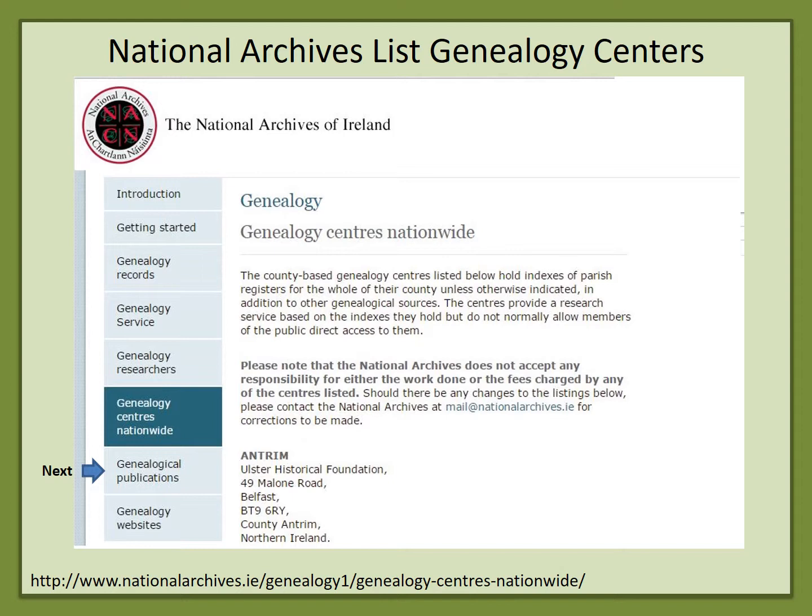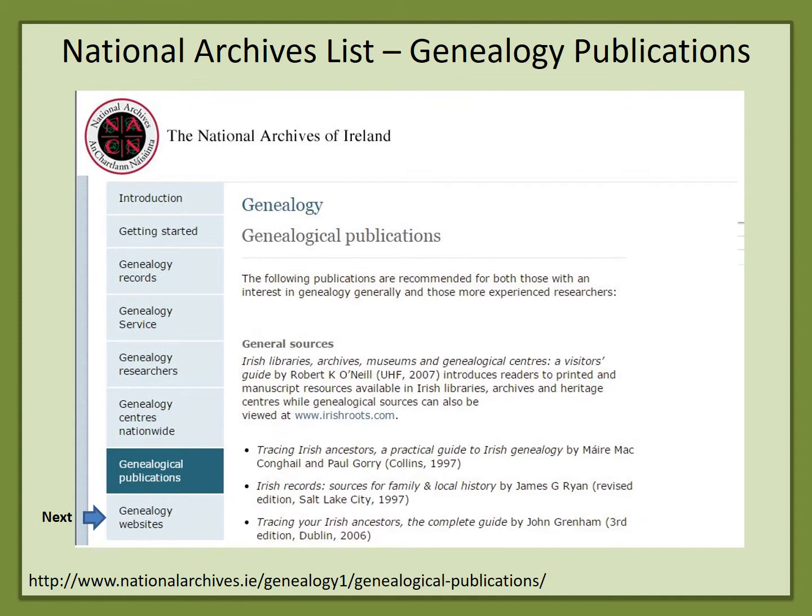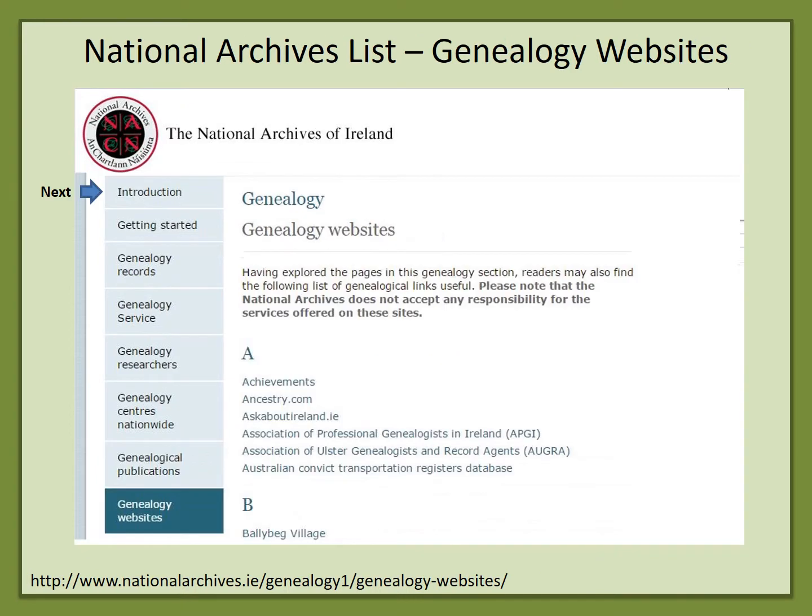The next link takes us to a listing of recommended genealogical publications. Scrolling down this page, you will find an extensive list of published resources as well as off-site links to many others. The last information link is to the Genealogy Websites page. This page provides links to a variety of other non-National Archives genealogy websites. A sample is shown here, and you can scroll down for a complete list.